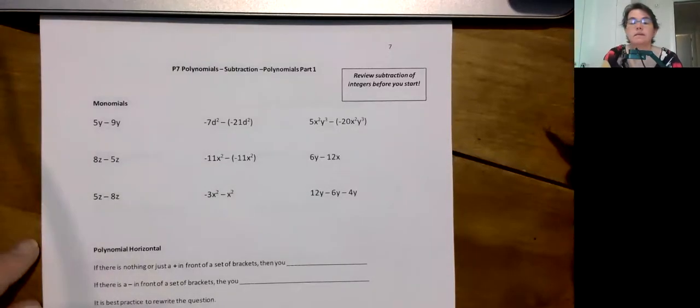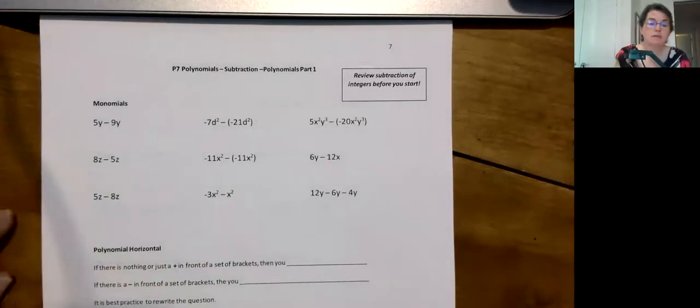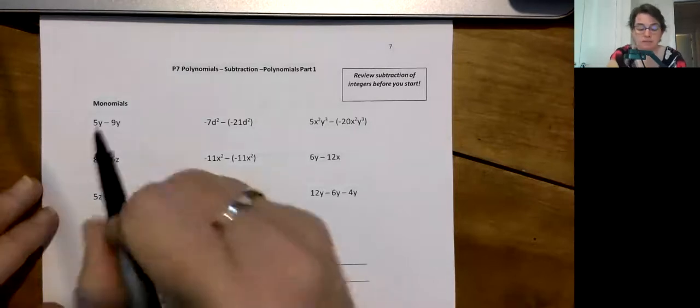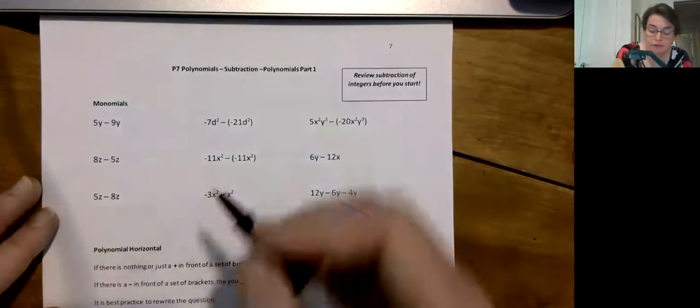Hi there, this is a video on polynomials and we're looking at subtraction this time. My brain says there's a whole lot of negative signs kicking around, so I'm going to pay a little extra attention compared to what I might do otherwise. So we're going to start with monomials, right? So one term here, one term here. That's what monomials mean.